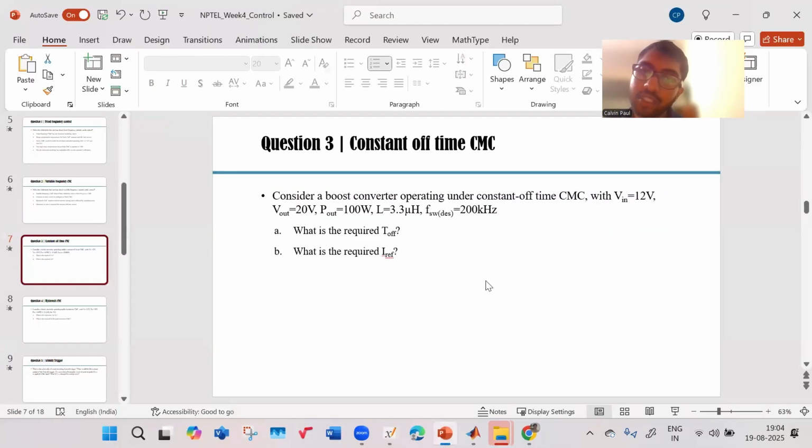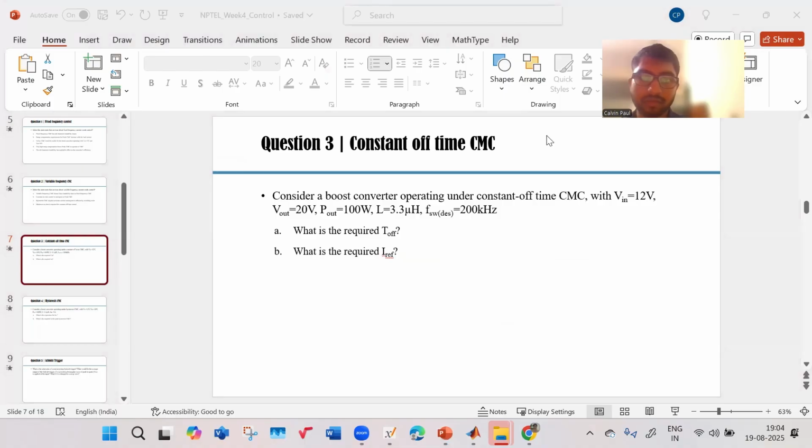Okay. So can you tell how to proceed with this question? We can first calculate duty ratio. Yeah, that's the best way.